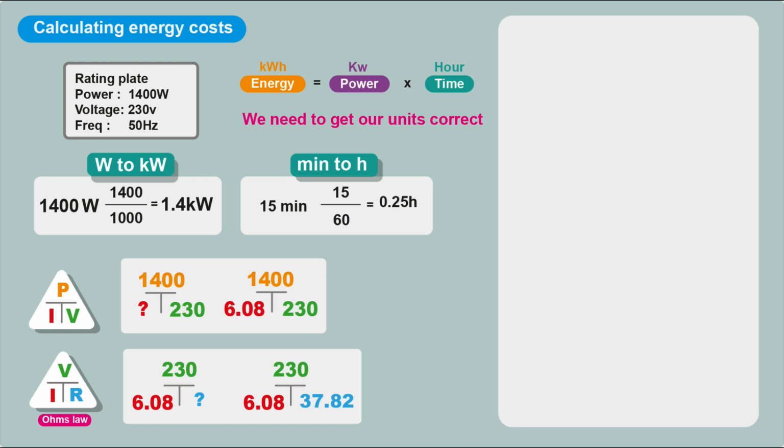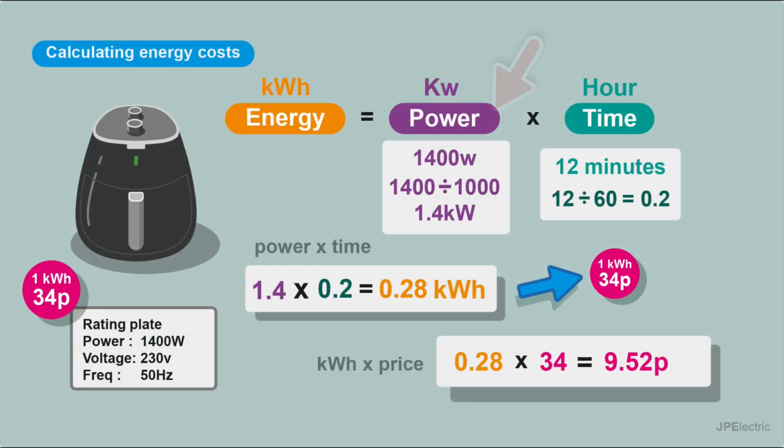Let's work out the cost of my fish fingers. So we know the power, 1.4 kilowatts, and I reckon it'll take about 12 minutes to cook them. 12 divided by 60 is 0.2, so we times the power by the time and get our kilowatt hour rating, 0.28. We times 0.28 by 34 pence, our charge per kilowatt hour, and it turns out that it costs 9.52 pence to cook my fish fingers, depending on how well done you like them, of course.